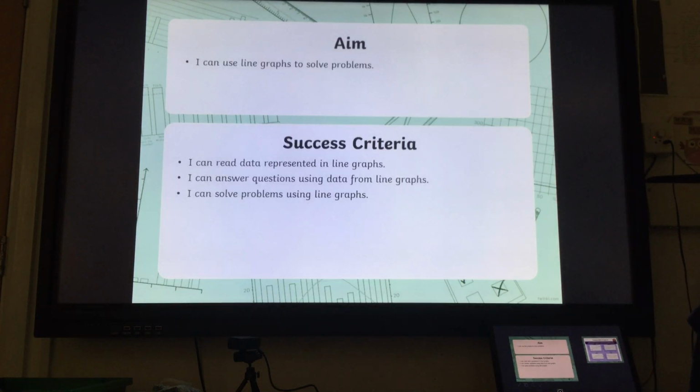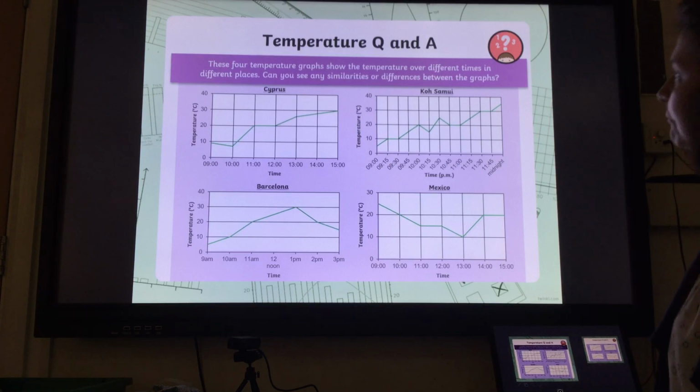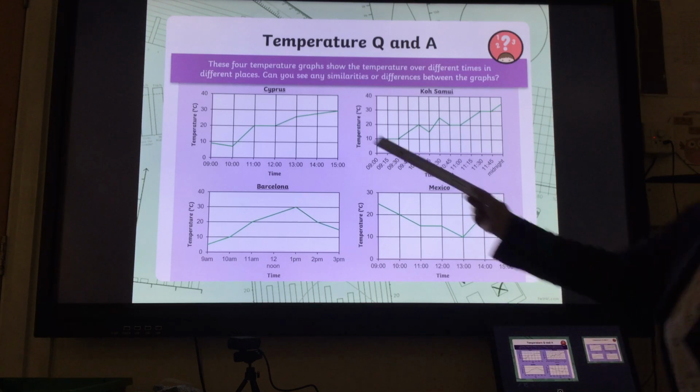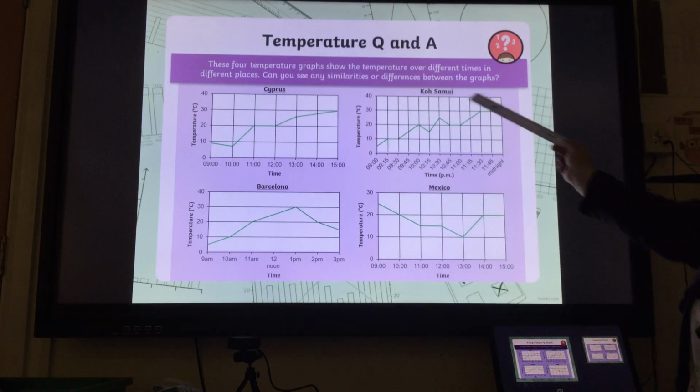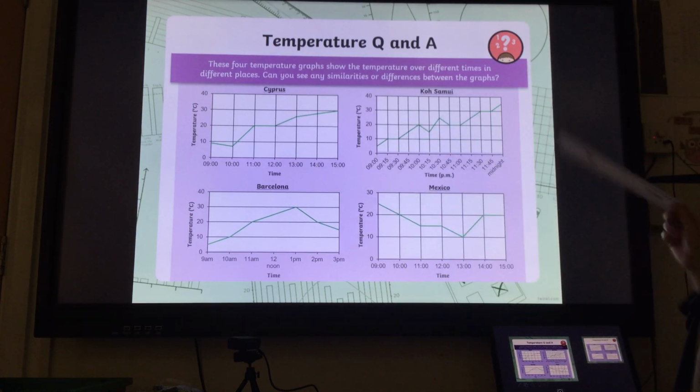So we're going to use some line graphs to solve some problems. And here we go. We've got some temperature graphs here that show the temperature over different times in different places. Can you see any similarities or differences between the graphs? So we've got a graph here about Cyprus, a graph here about Koh Samui, Barcelona and Mexico. And you can see some similarities and some differences. So what do you notice that's the same?